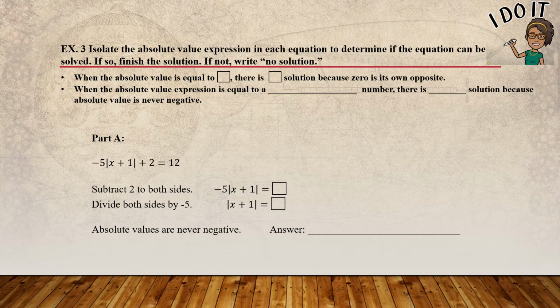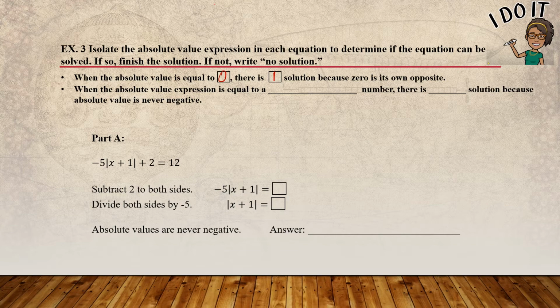We stated that there were 3 cases in solving an absolute value equation as far as its results. An absolute value equation can have 2 solutions, it can have 1 solution, or it can have no solution. When an absolute value is equal to 0, there is 1 solution because 0 is its own opposite. So what does that mean? Remember, absolute value means that we're looking at the value's distance away from 0.